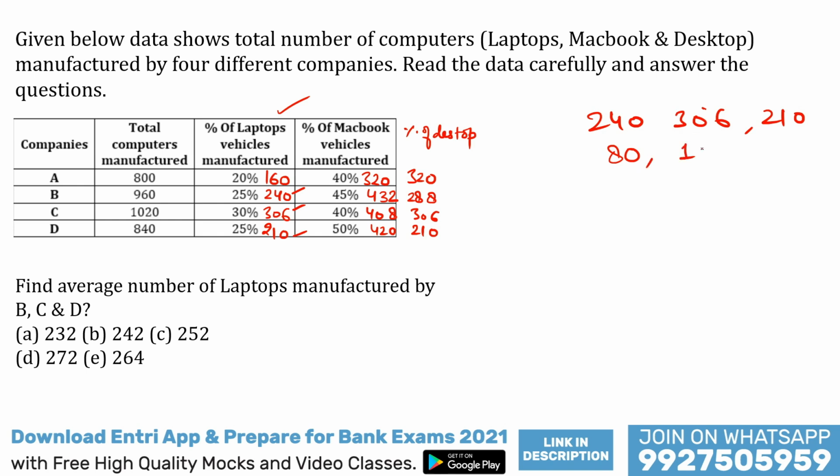80. This will be 2, obviously. 102, and this will be 70. Okay, guys, and this will be 150, and this will be 252. So this is how, guys, you can do the calculation in the examination to save your time, basically. Now let's move to the next question.